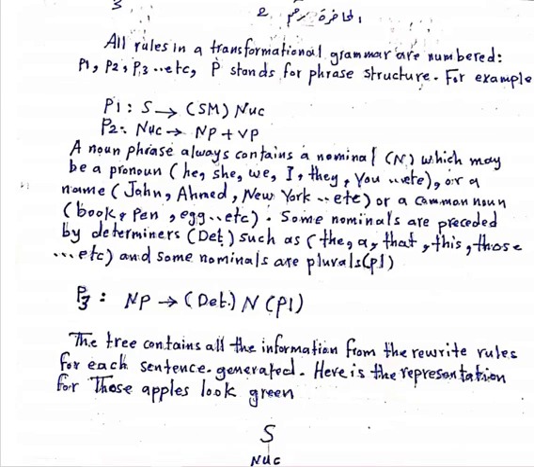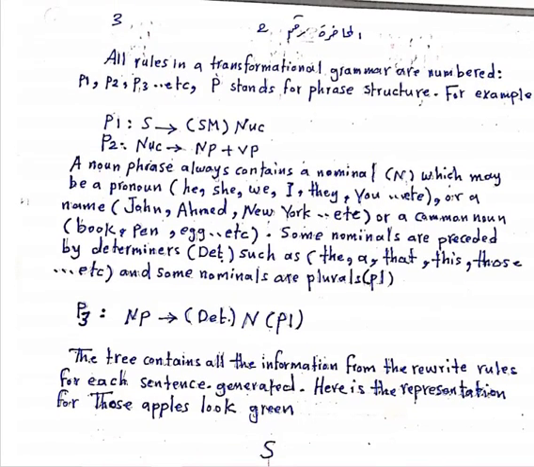In this page, all rules in a transformational generative grammar are numbered. That means we put the rules according to numbers, and we refer to them as P1, that stands for phrase structure 1, and P2, phrase structure 2, and P3, phrase structure 3.